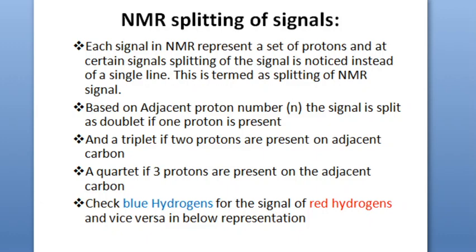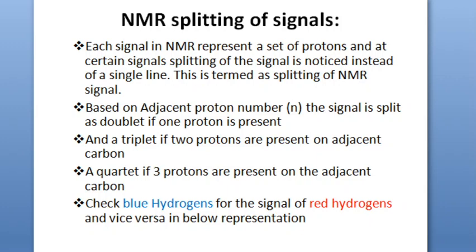So just to understand that, we have color coded the sets of protons. Let us see blue hydrogens and red hydrogens, which I have classified. Blue is adjacent to red, red is adjacent to blue. So the number of red hydrogens will give the signal corresponding to blue hydrogens, and the number of blue hydrogens will give the signal corresponding to red hydrogens. We should check vice versa.